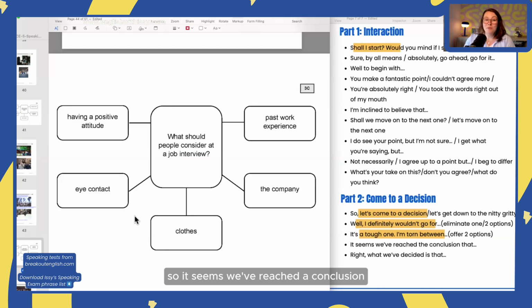So it seems we've reached a conclusion that you think past work experience is the most important, and I think that having a positive attitude is the most important.